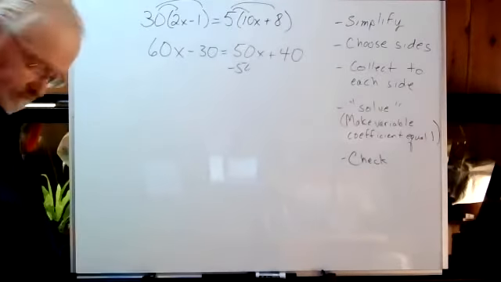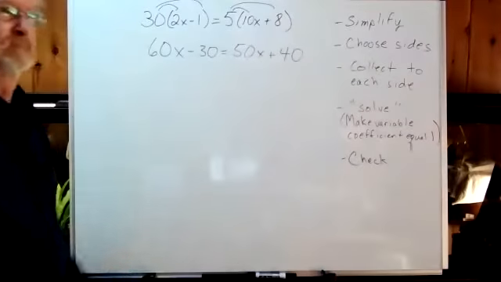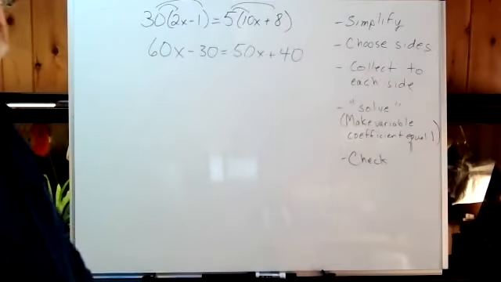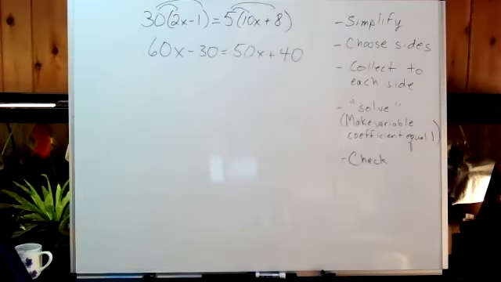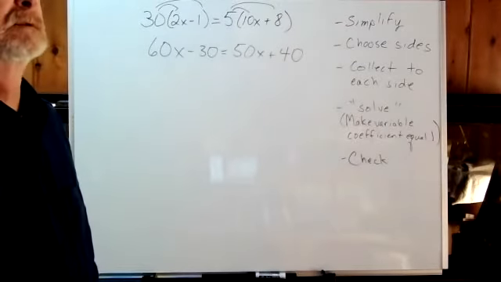I'd just love to know why these steps are chosen, instead of doing like we were doing before, where we would have gone 60x minus 30 plus 30, and we would have added the 30 to the other side. Why are we choosing to use the variables instead?